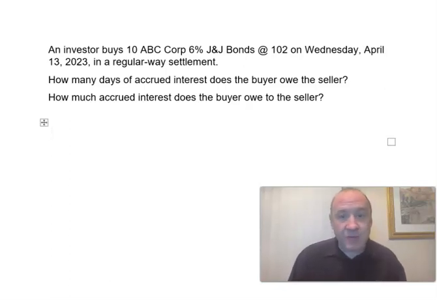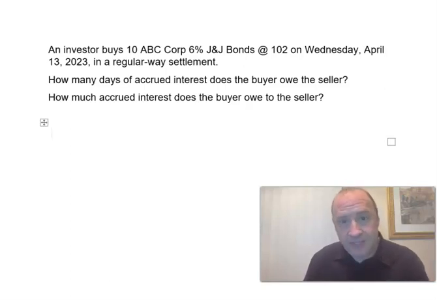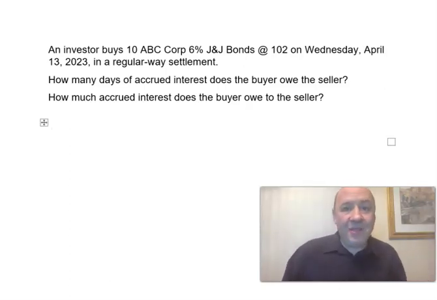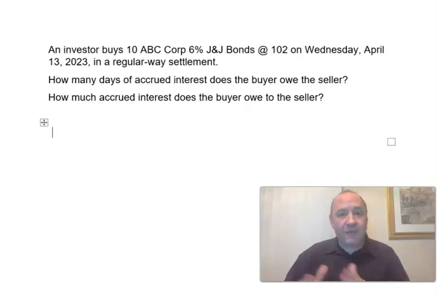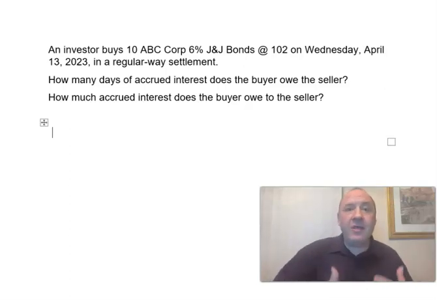Now remember, bonds pay interest every 6 months, semi-annually, and whoever owns the bond at the time is going to receive a full 6 months' worth of interest. However, the bond buyer only held that bond for some period of time, and the bond seller owned it for some period of time. So the buyer has to pay the seller that person's portion, that person's share, of the next interest payment.